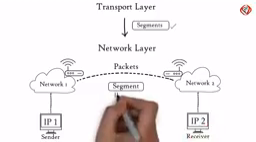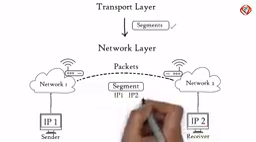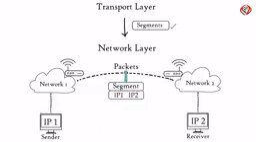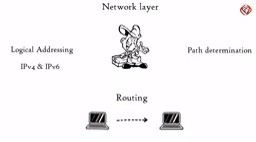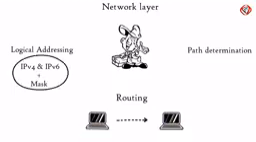Network layer assigns sender and receiver's IP address to each segment to form an IP packet. IP addresses are assigned to ensure that each data packet can reach the correct destination. Routing is a method of moving data packet from source to destination, and it is based on the logical address format of IPv4 or IPv6.